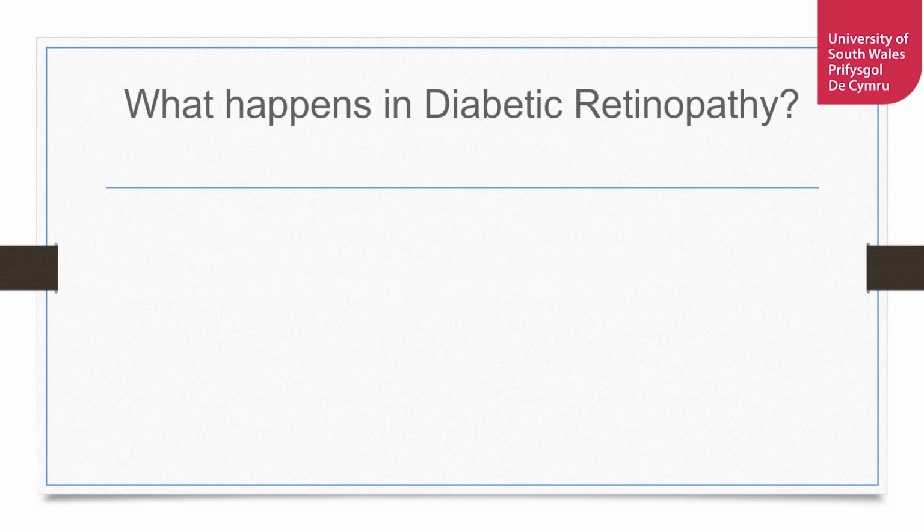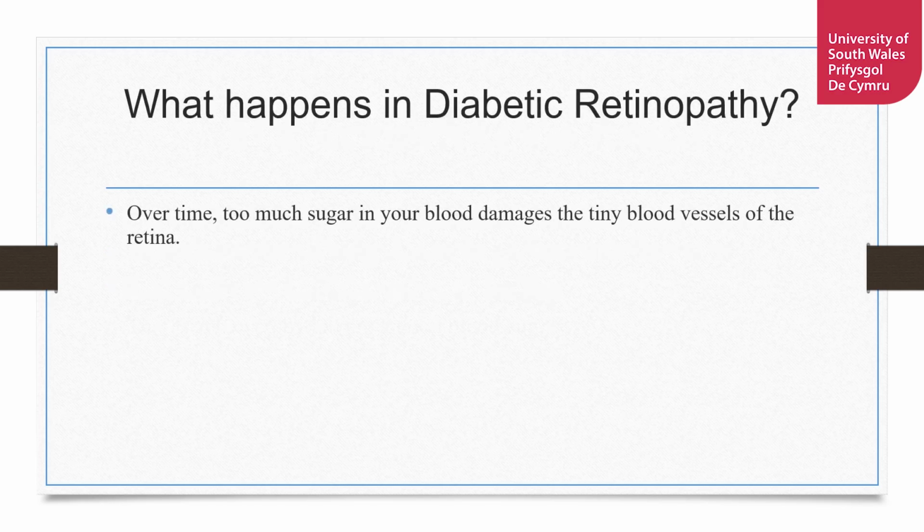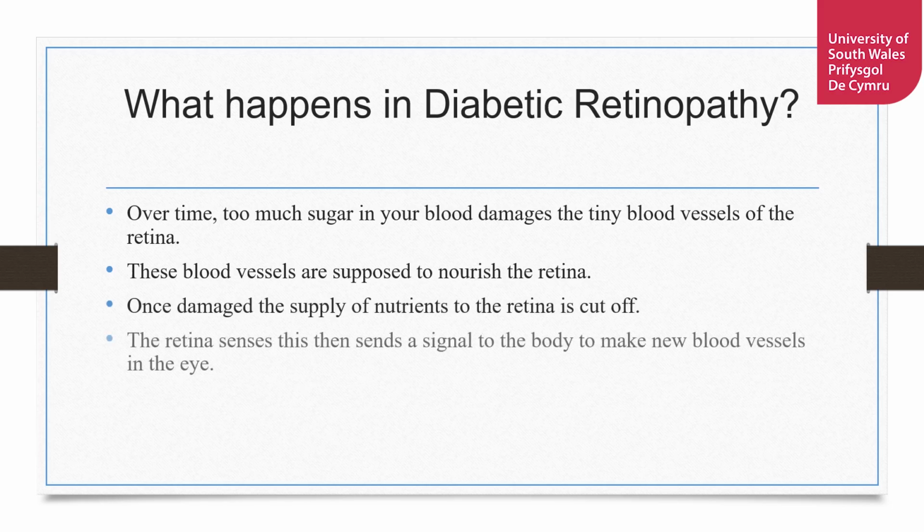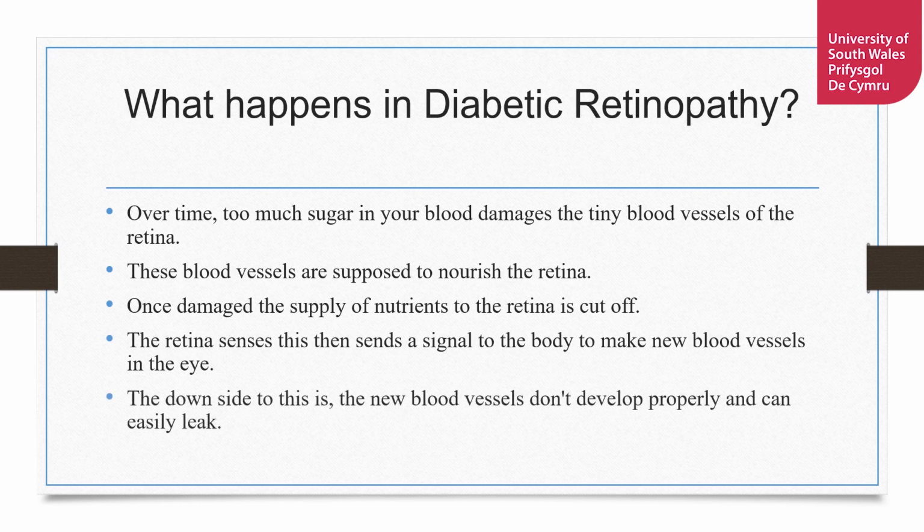What happens in diabetic retinopathy? Over time, too much sugar in your blood damages the tiny blood vessels of the retina. These blood vessels are supposed to nourish the retina. Once damaged, the supply of nutrients to the retina is cut off. The retina senses this, then sends a signal to the body to make new blood vessels in the eye. The downside to this is the new blood vessels don't develop properly and can easily leak.